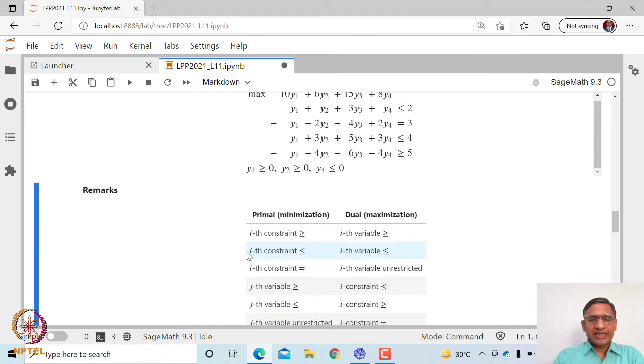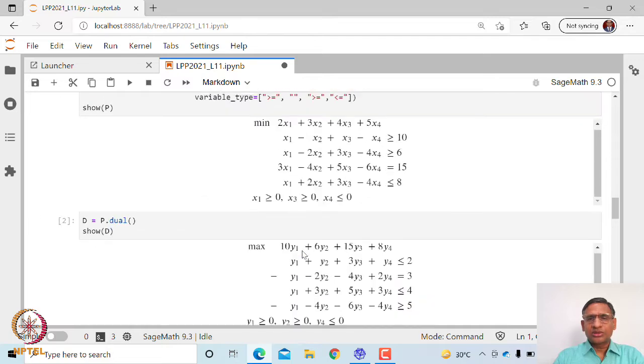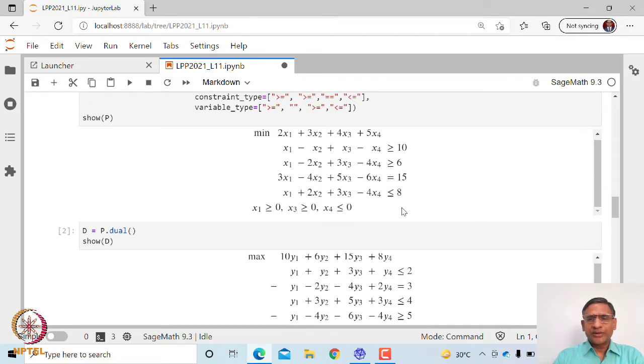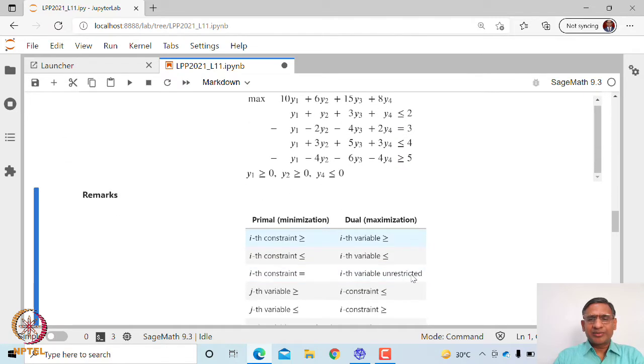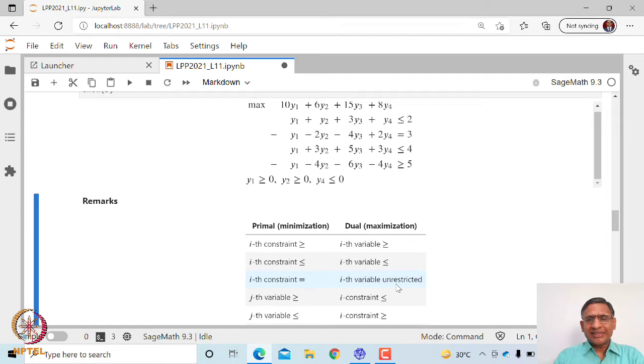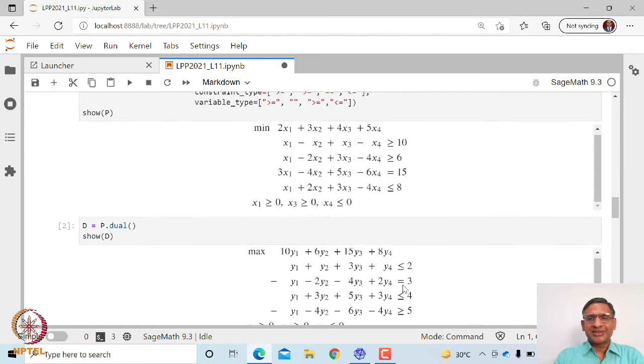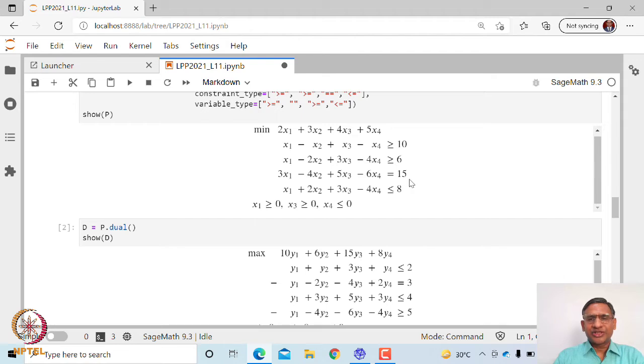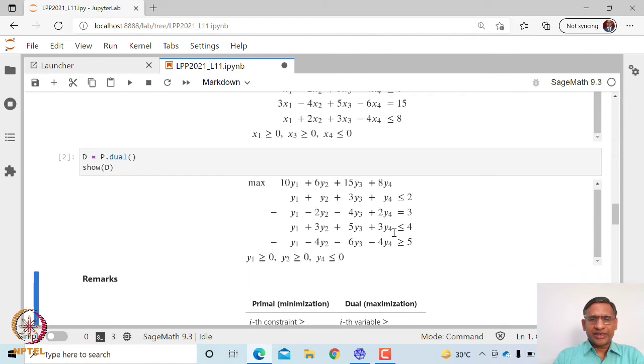Similarly, in case the ith constraint is less than equal to, that is the case here in the fourth one, then the ith variable will be less than equal to, which is y4 in this case. If the ith constraint is equality in the primal, then the ith variable will be unrestricted. That is the case here. The third constraint is equality. The third variable in the dual is unrestricted.